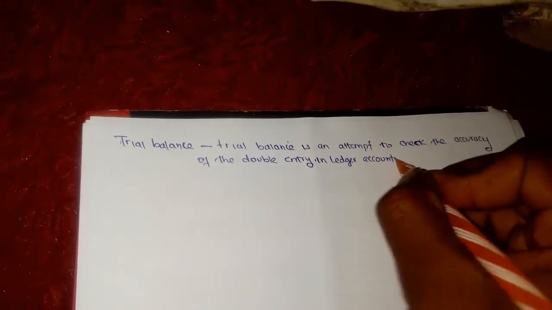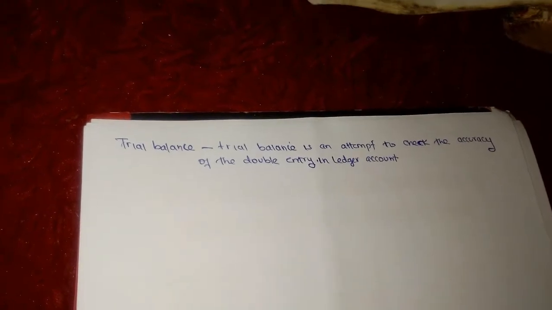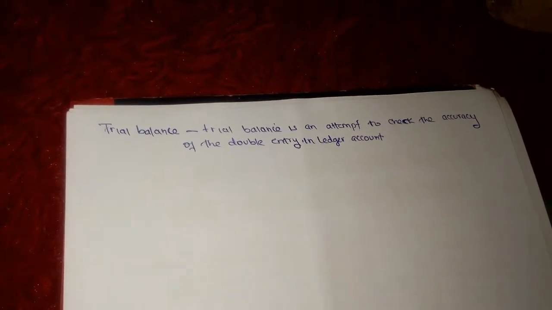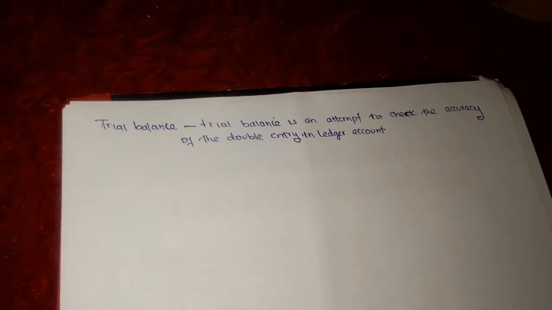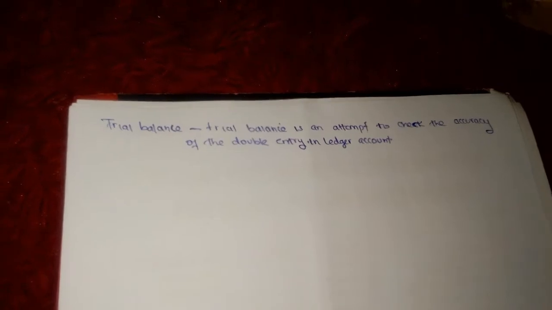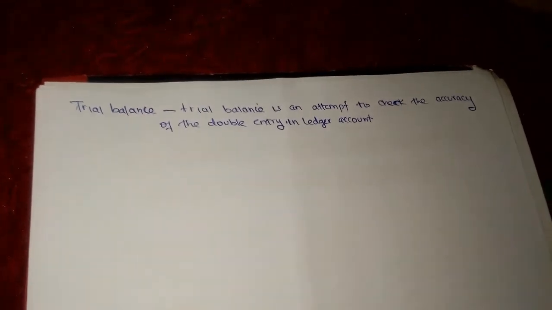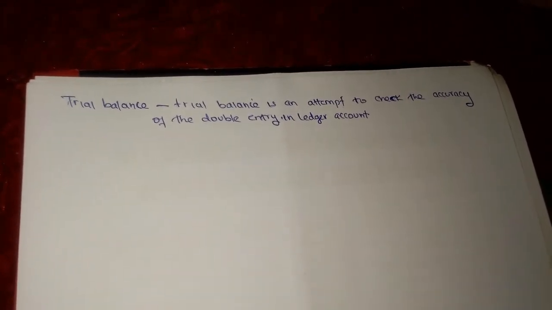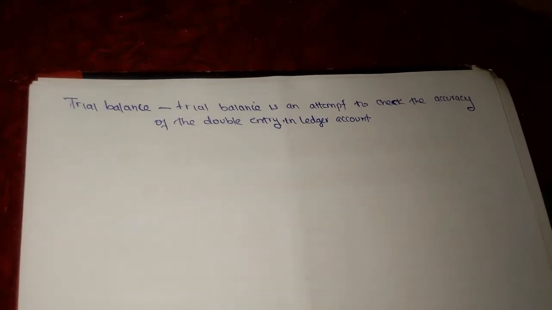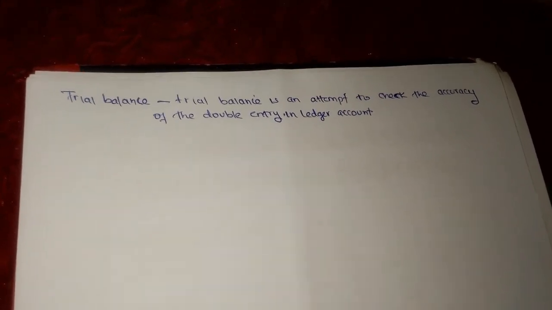We're going to see that later. How are we going to extract those figures from ledger accounts? After extracting from ledger accounts, how are we going to come up with a trial balance? So that is the definition of trial balance. Remember, trial balance is an attempt to check the accuracy of the double entry in ledger accounts.